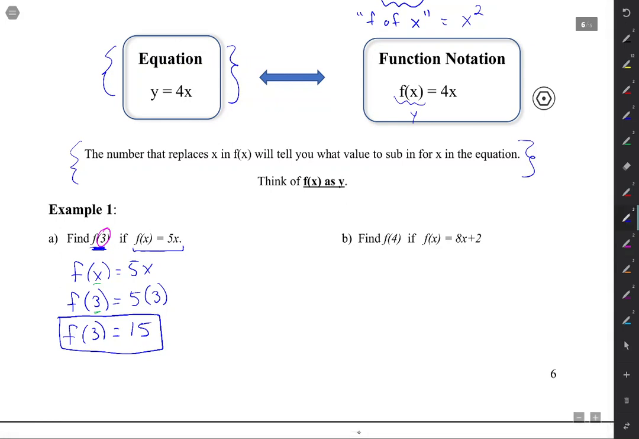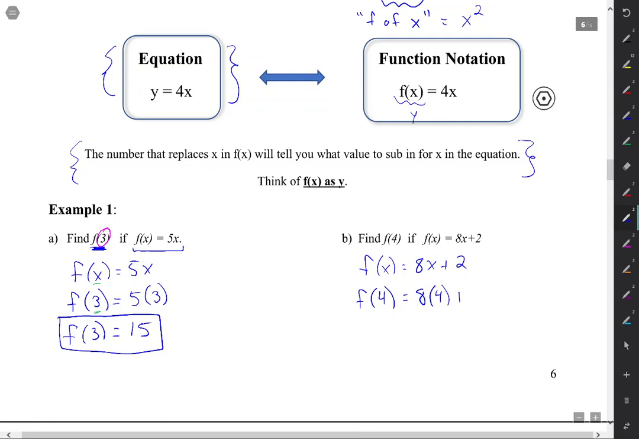So for b, let's see, we have find f of 4 if f of x is equal to 8x plus 2. So we have f of x is equal to 8x plus 2. And now we're going to find f of 4. So I'm going to replace all the x's with a 4. So we have 8 times 4 plus 2. And now if we continue solving, we would have 8 times 4, that is 32, plus 2. And then finally, 32 plus 2 is 34. So I just followed BEDMAS on this side of the equation. So therefore, f of 4 is equal to 34.